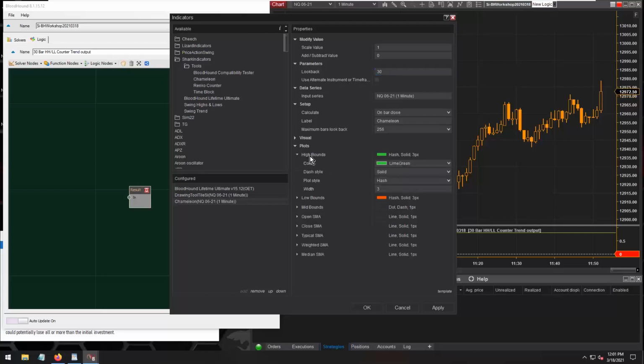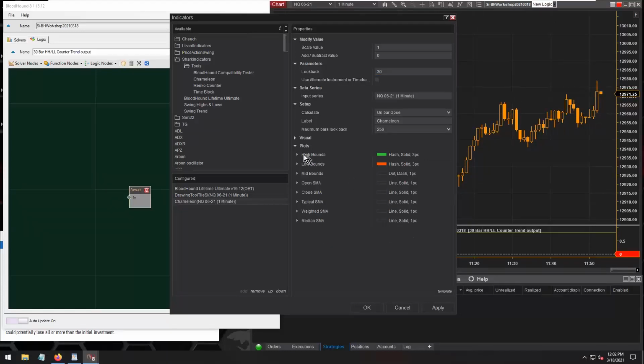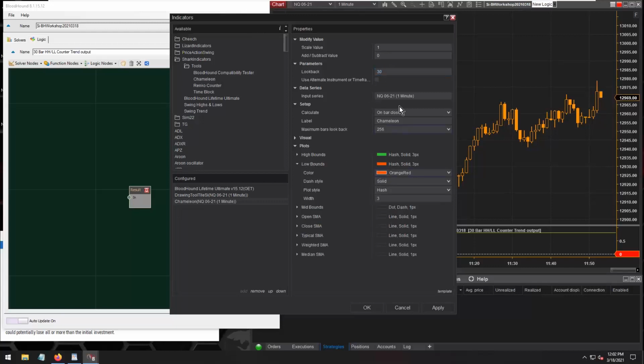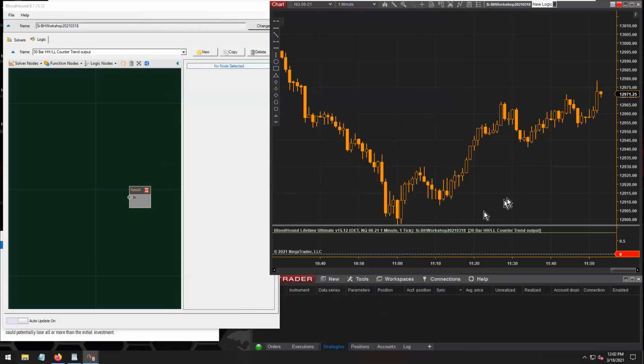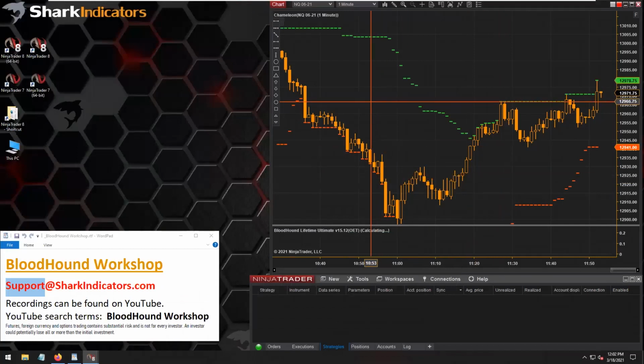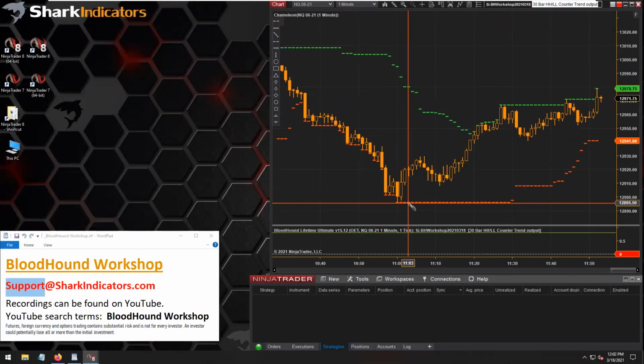what's going to happen is that the high plot and the low plot are going to show me the highest high with a 30 bar look back period, and the lowest low of a 30 period look back period, right? So if I click OK, there we go. So this should make sense, right?